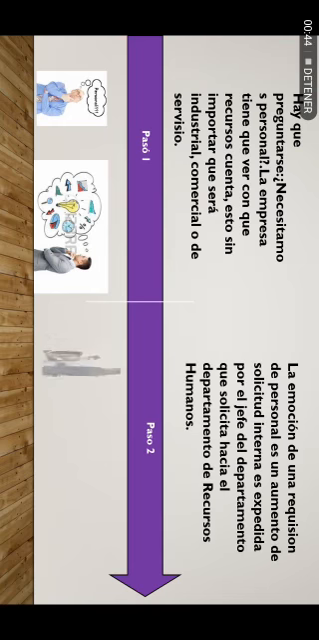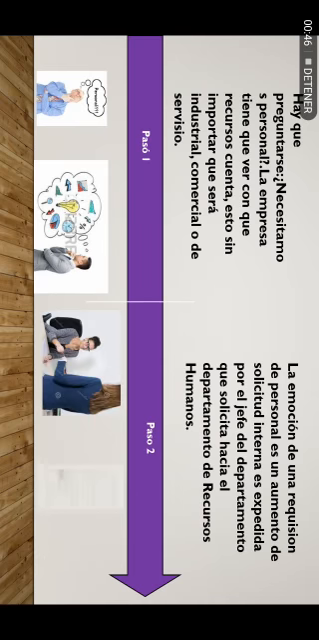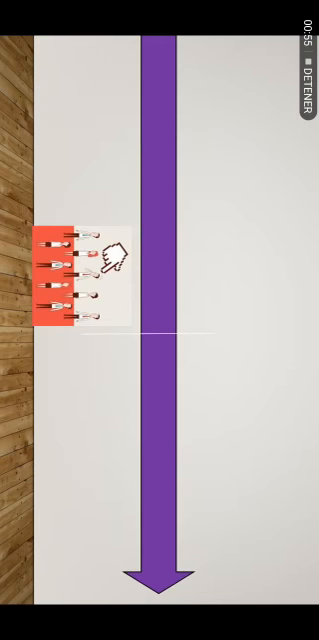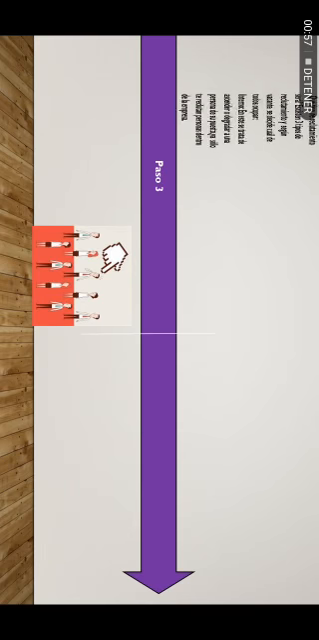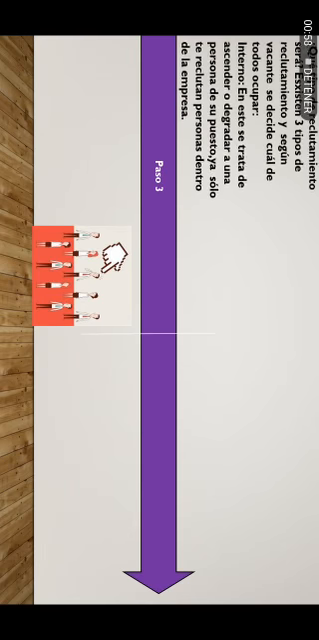The third step is to ask yourself, what kind of recruitment will it be? The company must see the type of vacancy it has. There are three types of recruitment. We will define these three types of recruitment. Internal. It is carried out within the same company and with the same personnel.